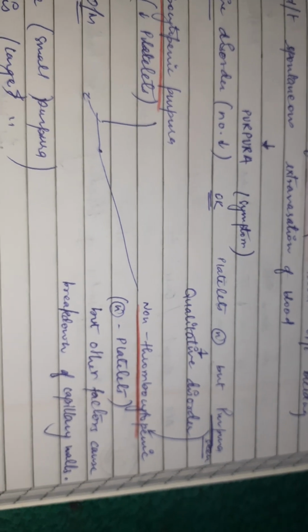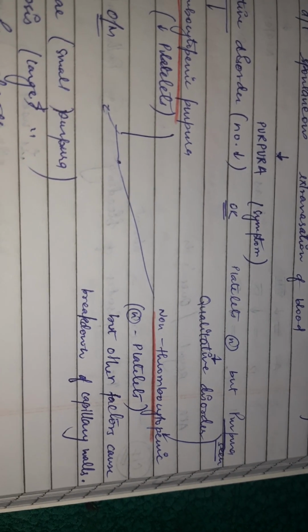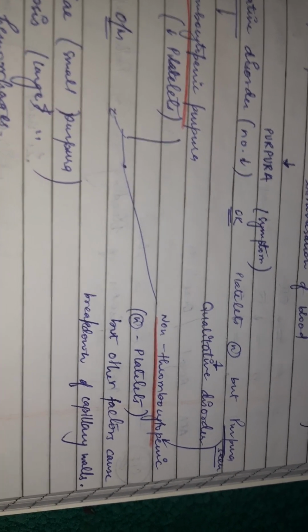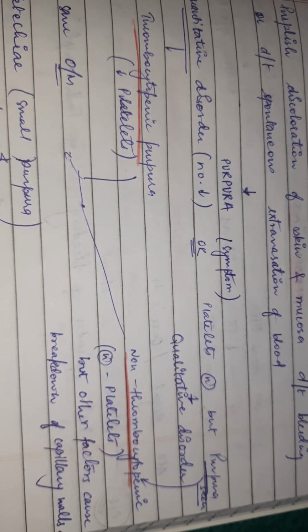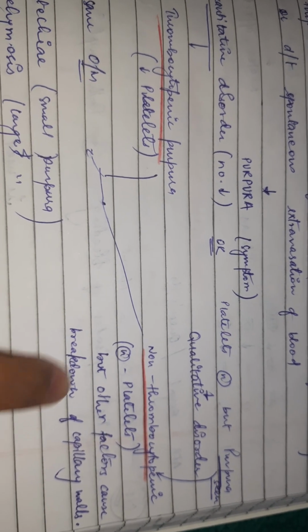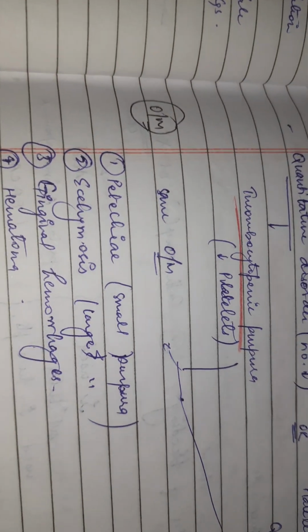In non-thrombocytopenic purpura, it is not due to decreased platelet number. Platelets are normal, but other factors cause breakdown of capillary walls, so it will cause purpura.